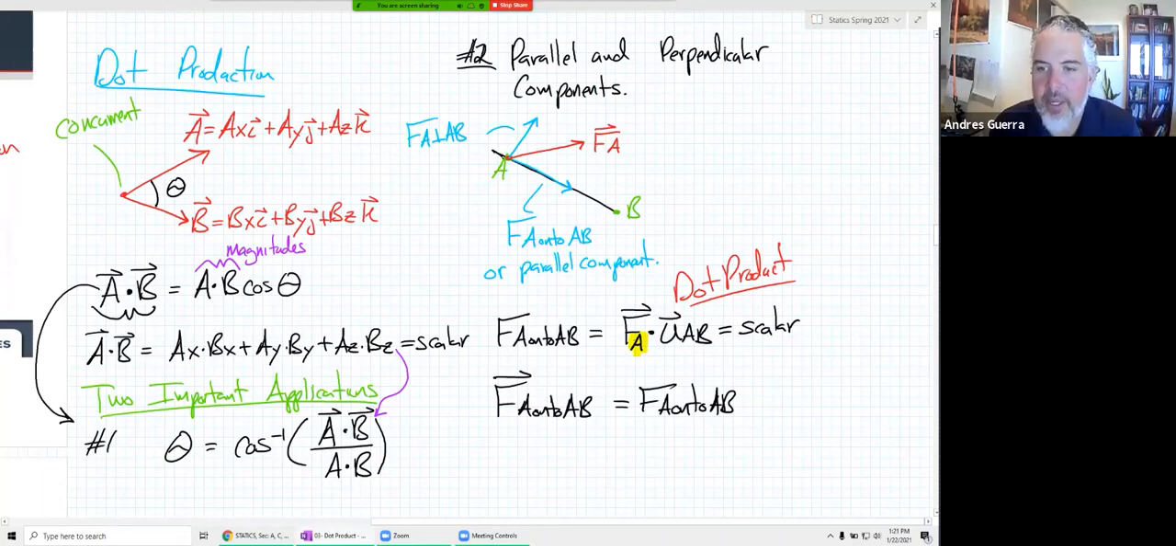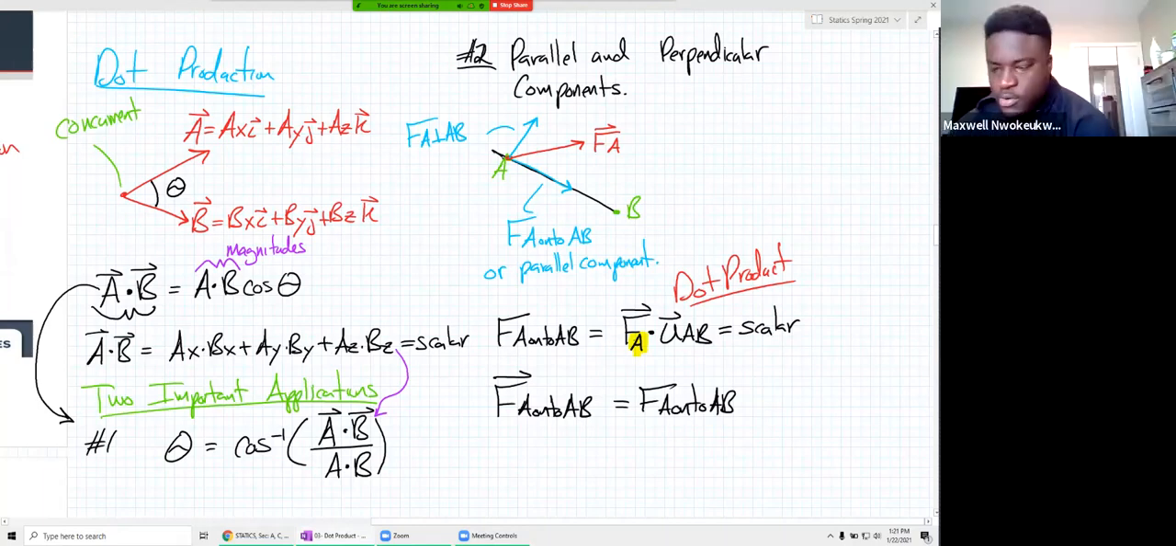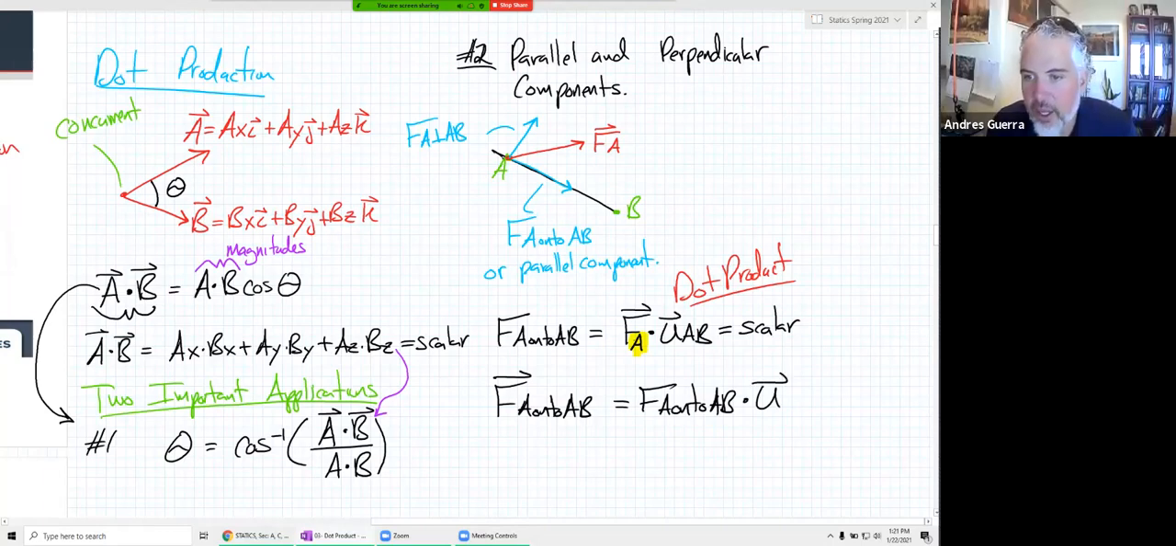Any ideas, Maxwell? Would it be the unit vector? Absolutely, yes. It's the unit vector along that same line from A to B, because we know the magnitude and we just have to multiply it by the unit vector, and that'll convert it back into an actual force vector. So there we go. Okay, so that's how to find all the parallel stuff right there.